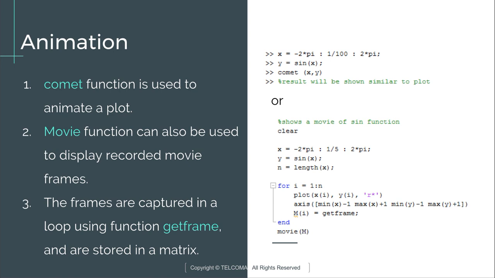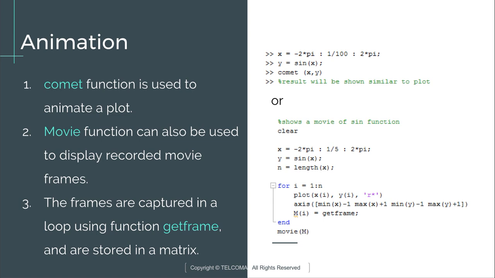Next is animation. To animate a graph, the comet function is used. The movie function can also be used to display recorded movie frames. The frames are captured in a loop using the function getframe and are stored in a matrix. I have used here just the variables x and y and comet x, y. The results will be shown similar to the plot.